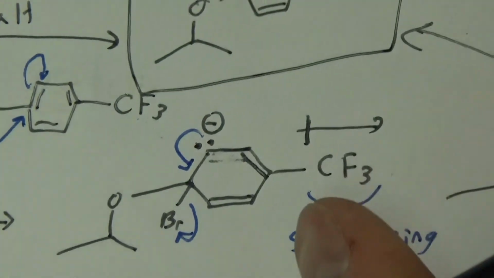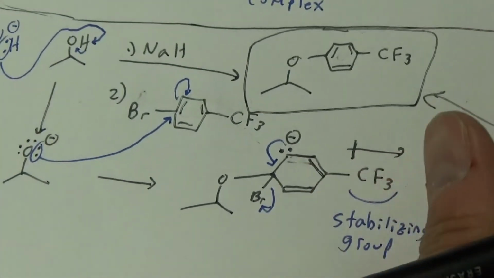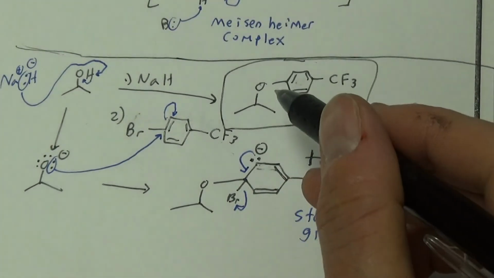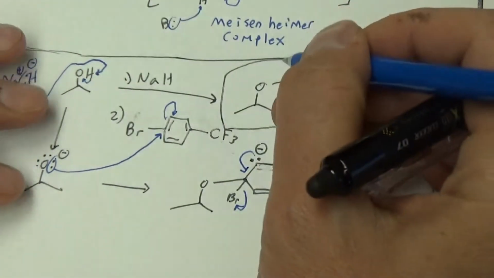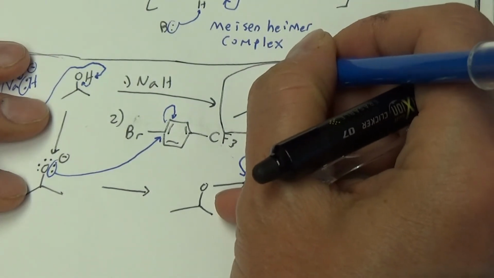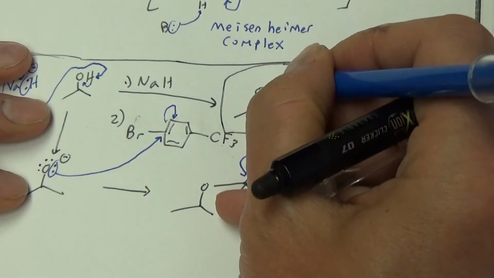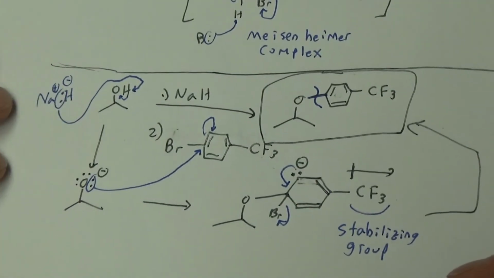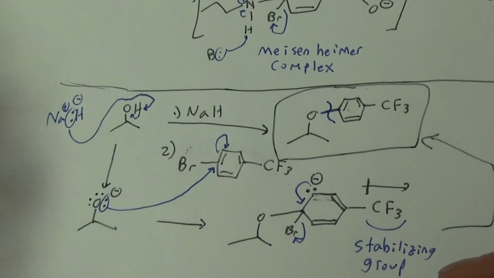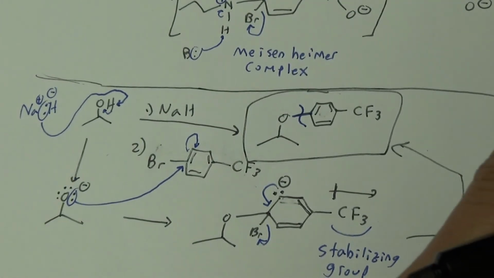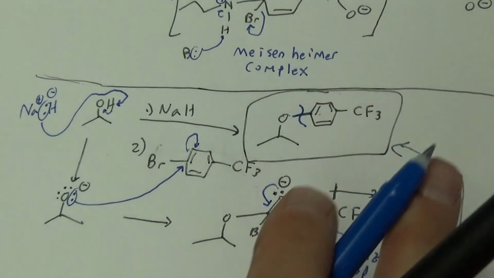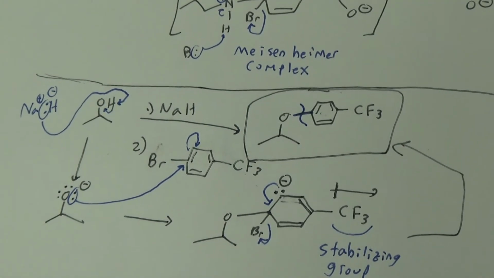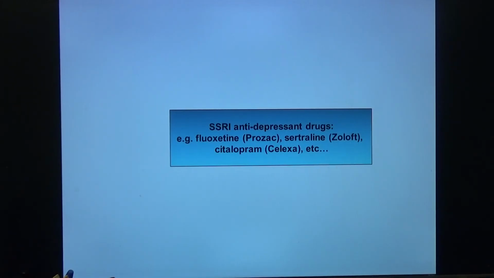Cool. So that is how SNAr is used to build the key ether linkage in Prozac, which is really that bond that's created there. Okay, cool. That's pretty much it for the synthesis of Prozac. So we're basically done.